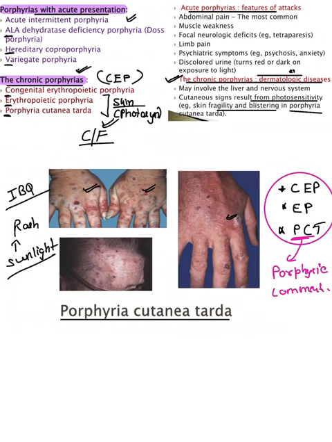Now see what are the manifestations of acute porphyria. This acute porphyria mainly causes neurovisceral manifestations. Visceral means internal organs, and neuro means CNS and other things. There is abdominal pain, that is the most important. You have muscle weakness, focal neurological deficits because a neural problem is there, and psychiatric symptoms. You have discolored urine, which is very important: urine turns dark or red. I have included an image for this, I'll show you the image.